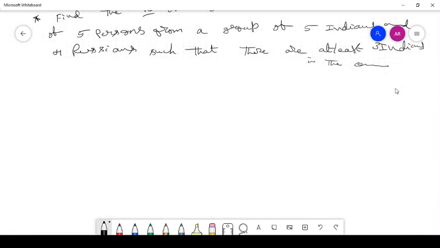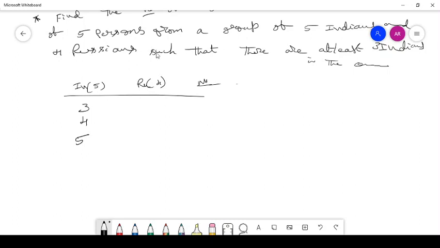I can explain the table. You can complete. Here the Indians are 5 and Russians are 4. Next, number of ways of selecting a team. Here the condition is such that at least 3 Indians in the committee. But the Indians are 5, so you have to take 3, 4, 5.